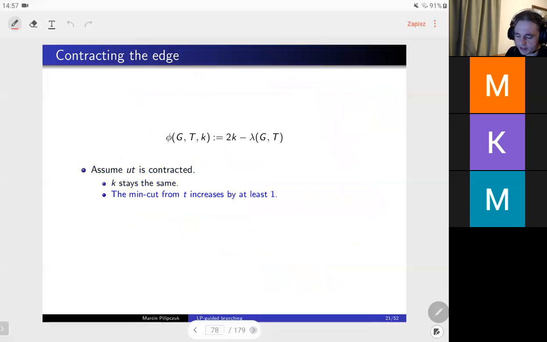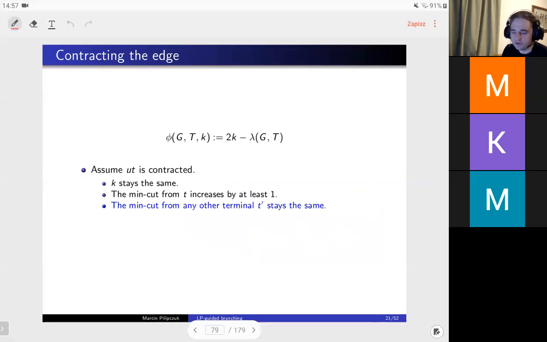And the point is that the minimum cut from this guy increases and the others cannot decrease, they stay the same. I mean, if you contract an edge, you cannot decrease the size of a minimum cut. If you contract an edge, cutting is even harder. So you cannot decrease any CI, and actually the one from T gets increased, because you contract an edge of the unique minimum cut.